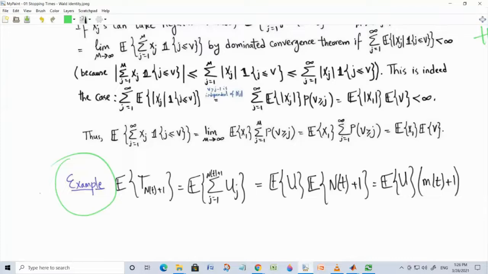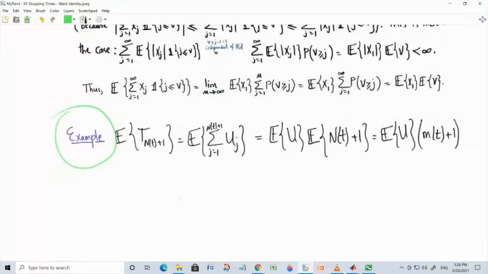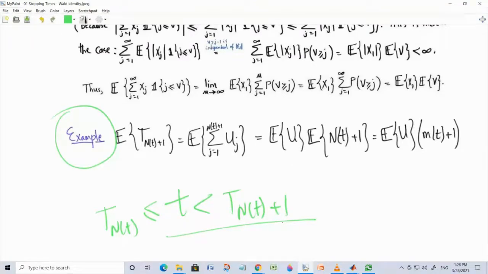Basically, let's use Wald's identity to obtain the mean value of T sub N(t)+1. Remember that we have this inequality; we will actually use it today also: T sub N(t) is less than or equal to t, which is strictly less than T sub N(t)+1. Remember this inequality, which may seem complicated, but just assign any value of your choice to N(t), and you'll find that this inequality is true.